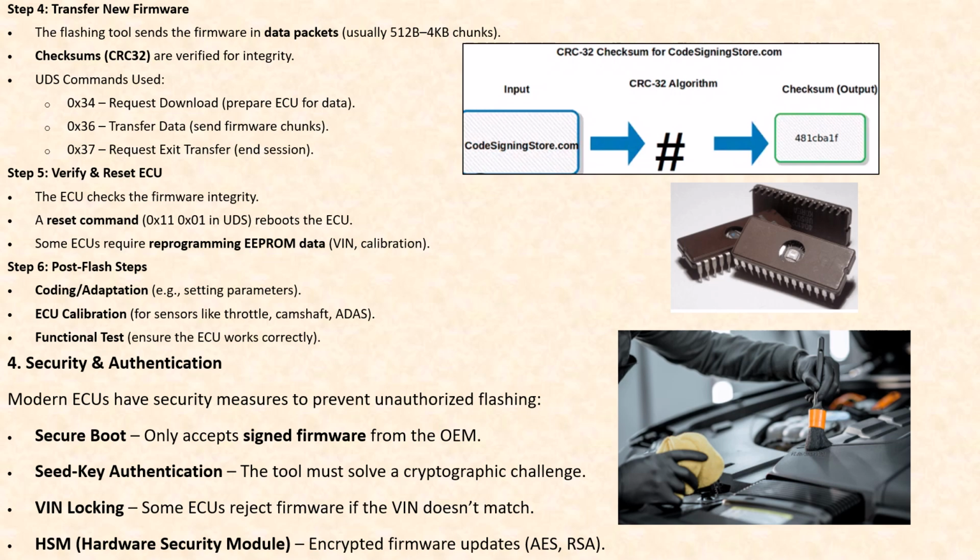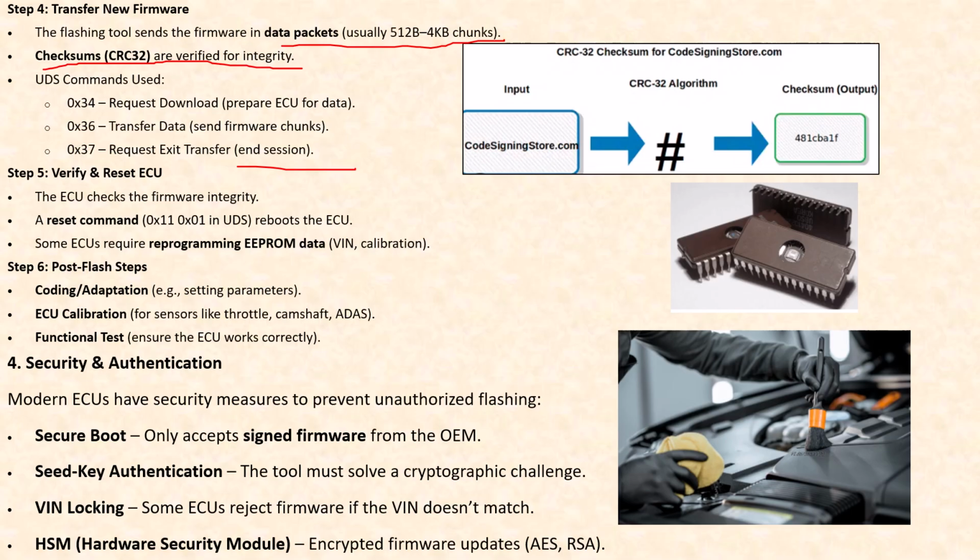Next comes transferring new firmware. The flashing tool sends the firmware in data packets, usually 512 bytes to 4 KB chunks, and checksums are verified for integrity. Now, the UDS commands used are 0x34 to request the download, 0x36 to transfer the data, and 0x37 to request transfer exit. Okay, it is only after you give the command 0x37 that the session is ended.